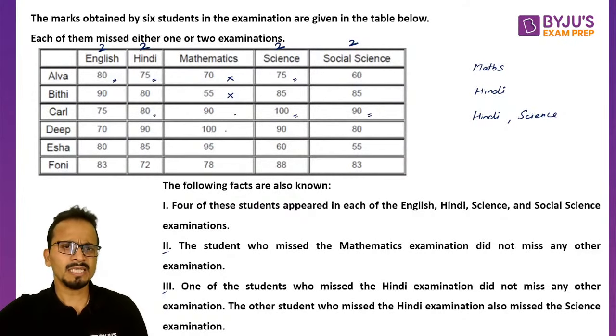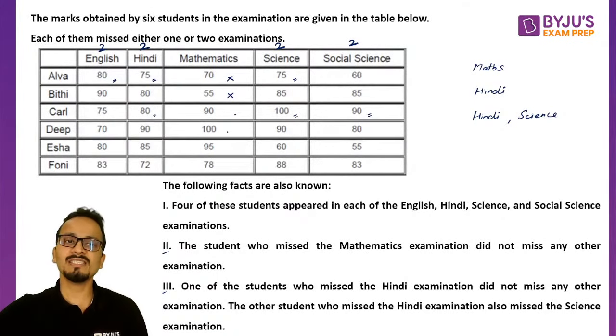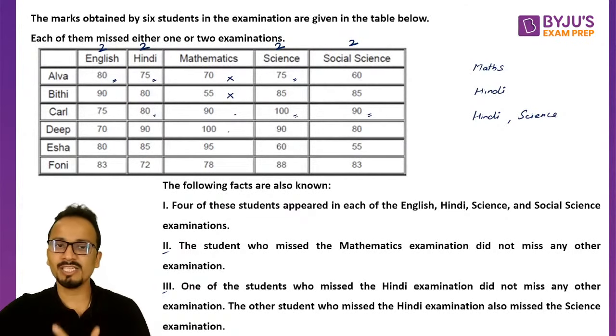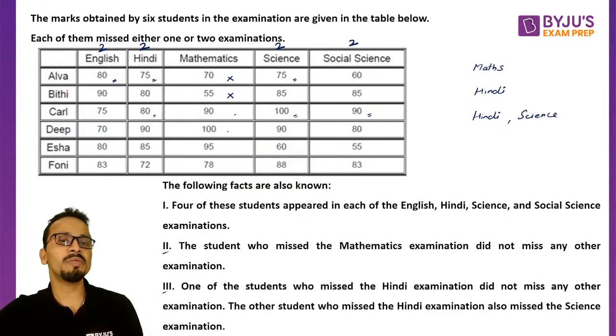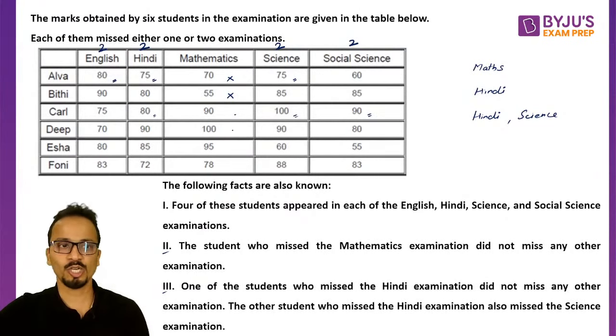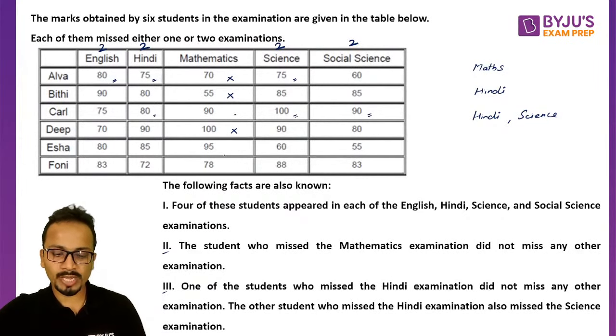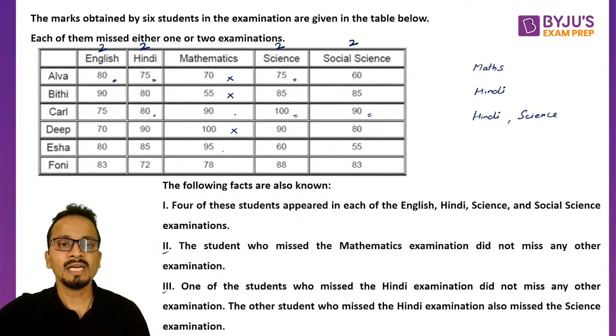Next, Deep. Deep has scored 100 in maths, which is the highest. So obviously, since 100 is the highest among all these scores, 100 cannot be the average of the top three scores. So using the same logic, I can say that Deep cannot miss maths. All right. So Deep also cannot miss maths examination. Isha, 95 is the highest for Isha. So again, using the same logic that I've used for Deep, Isha can also not miss maths examination.